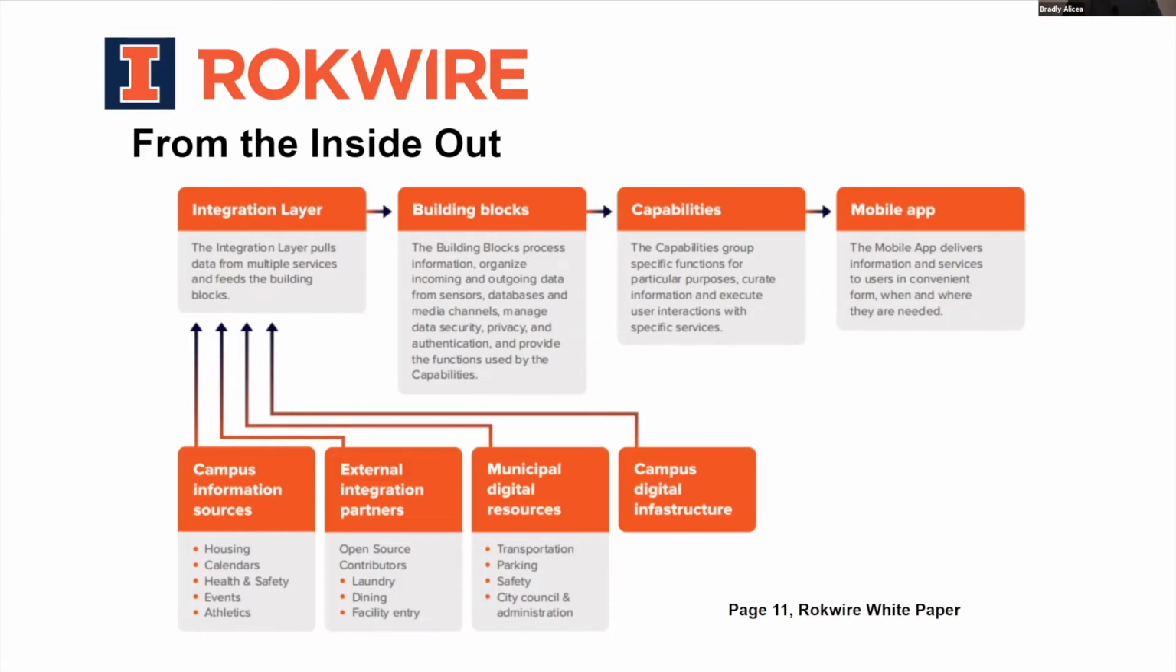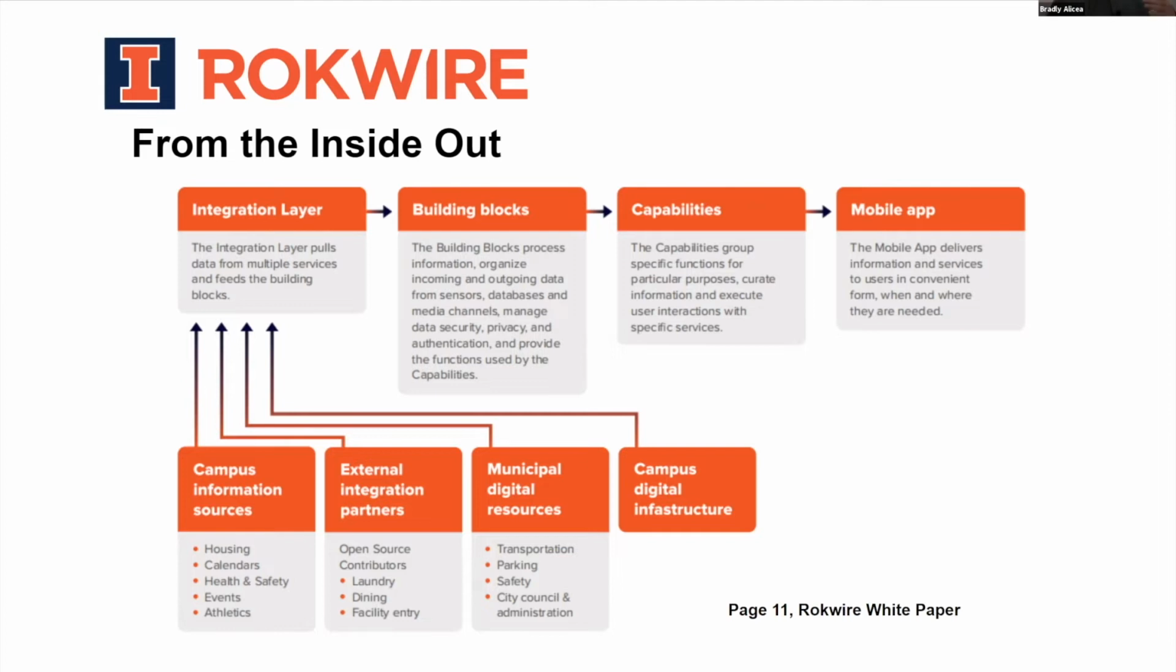I could look at a schedule, a bus schedule, an event schedule. I could manage my laundry if I live in a residence hall. I can do a number of things all in the same app. But this takes a lot of coordination. And so we have all of these different things on the bottom layer here: digital infrastructure, municipal resources, external integration partners, and information sources. So you have all these pieces of information that have to be integrated.